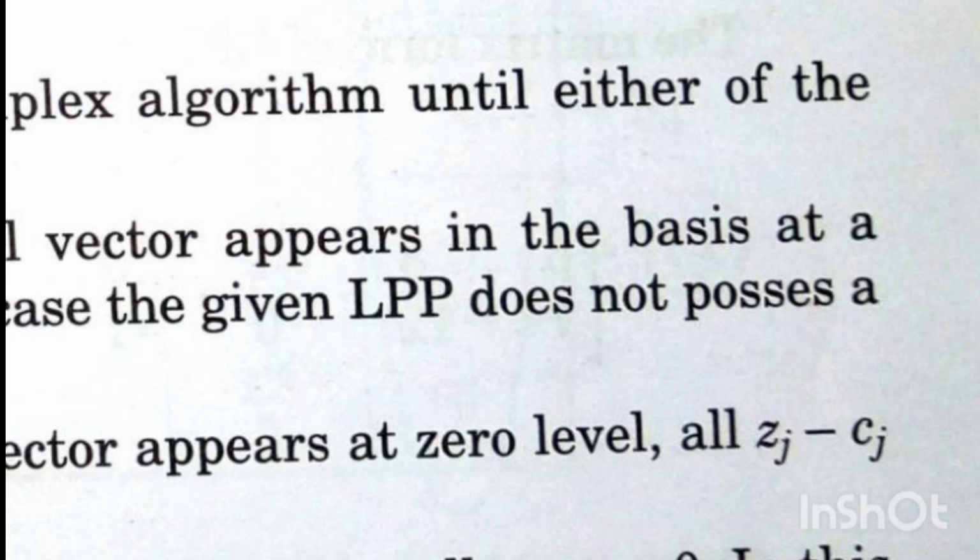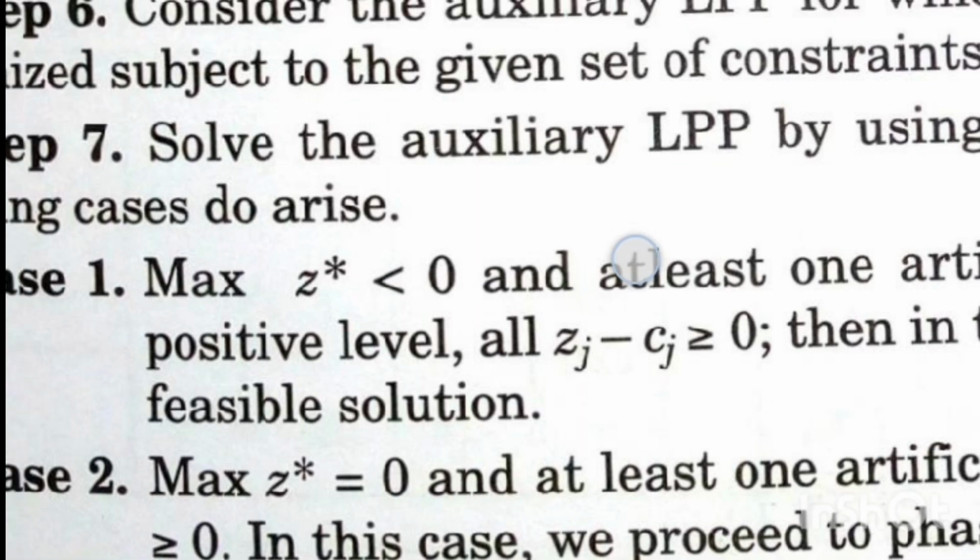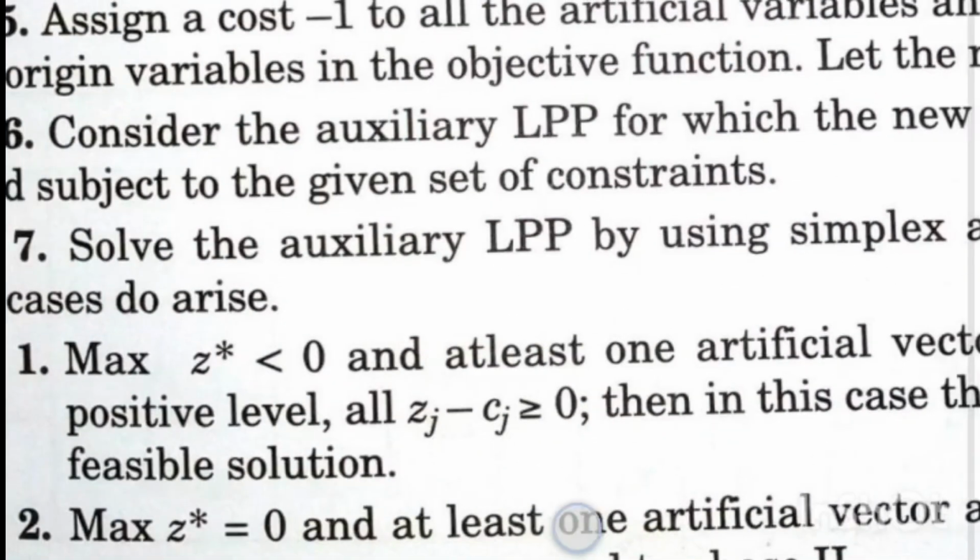Next, max z star equals 0, no artificial variable appears in the basis, so all zj minus cj's are greater than or equals to 0. Then in this case we proceed to phase number 2.